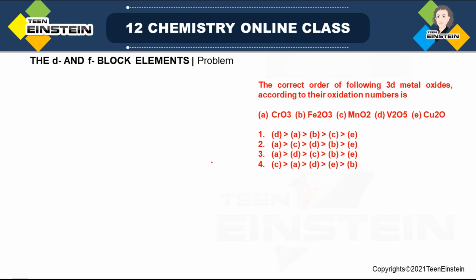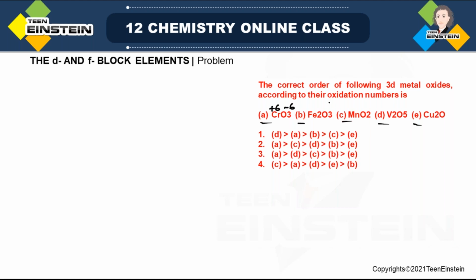The correct order of the following 3d metal oxides according to their oxidation number, we have to find out. So how many oxide examples are given? Total 5, A, B, C, D, E, and we have to find out the order. So first we will find out the oxidation state. The first oxide is chromium trioxide. For each oxygen it is -2, so for 3 oxygens the total negative charge will be -6. That means the overall positive charge over chromium must be +6.